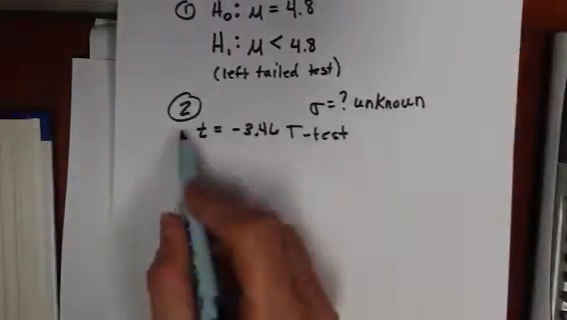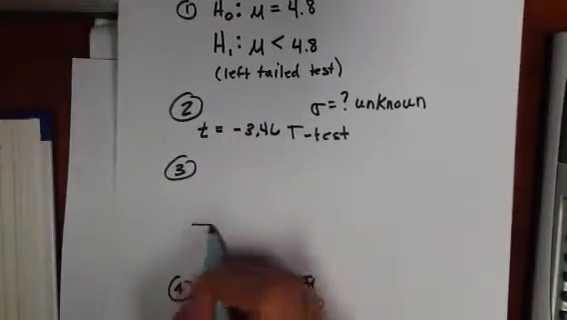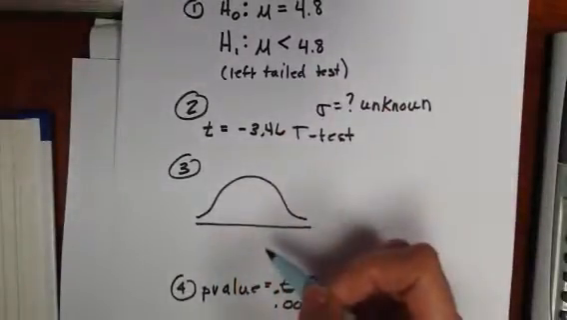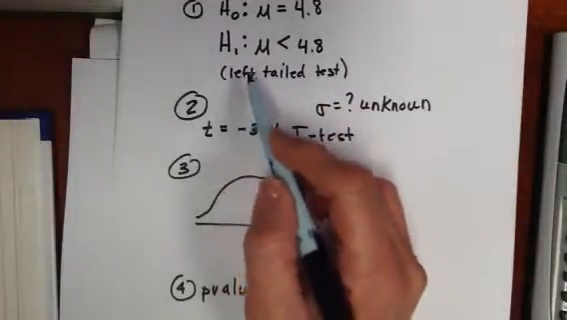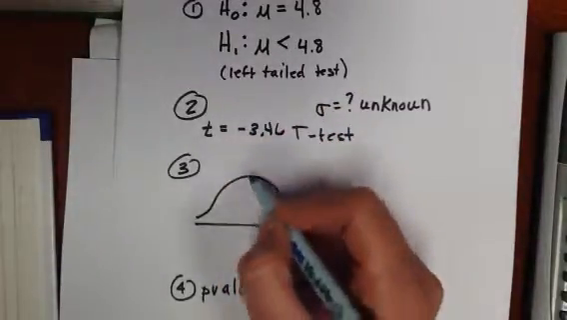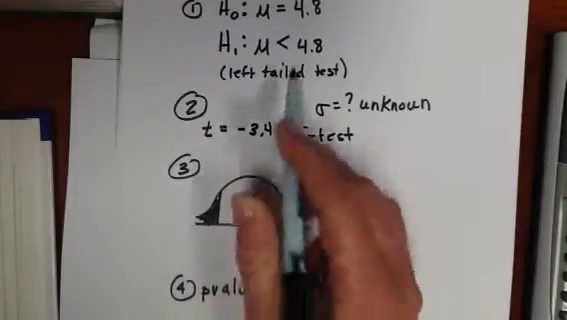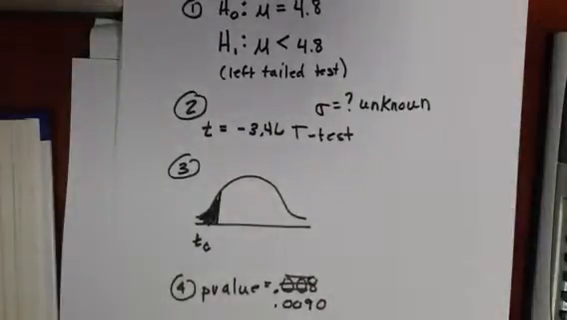Okay, so we got step 2. We need to do step 3. We're going to do the critical value. Draw your picture. The picture looks the same for a T and a Z. Go up here. Remember, we look at the alternative. This was a left-tailed test. So instead of being in the right tail, we're going to the left tail. Instead of looking for Z critical, now we're looking for T critical.